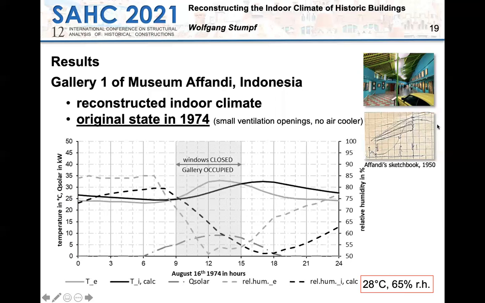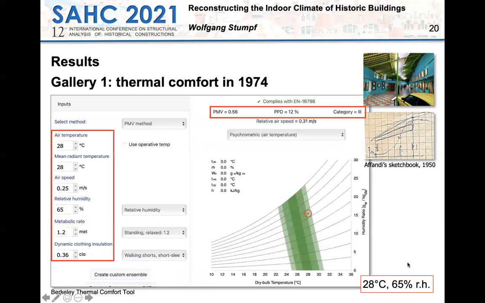Affandi wanted a permanent naturally ventilated room here. When I took this into account, I got this temperature profile and humidity profile. So the average temperature is 28 degrees Celsius during opening times for the visitors and 65% relative humidity. In the assessment, we see that there was a quite comfortable indoor climate, not perfect, but it was okay. 12% of the persons, of the visitors in the room were dissatisfied with the thermal climate.